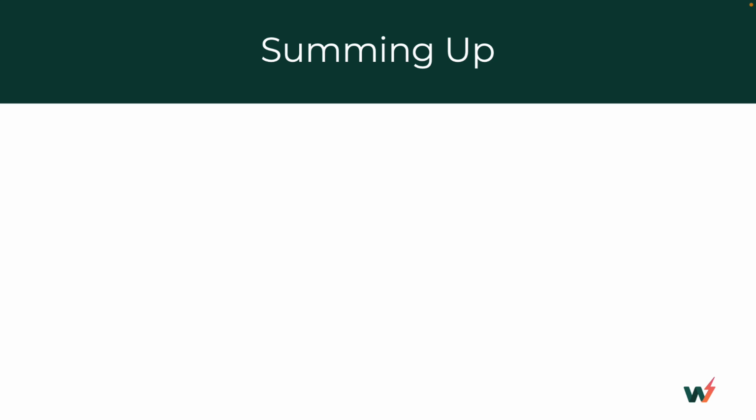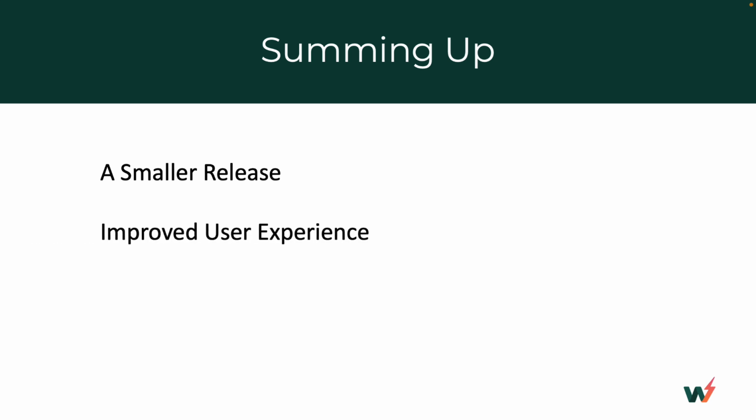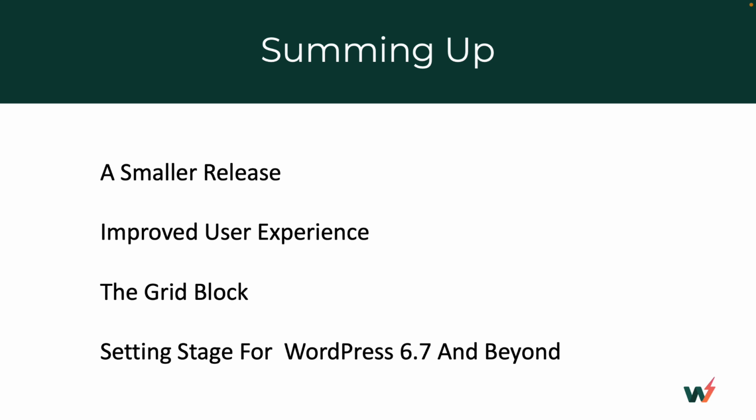What can we say about WordPress 6.6? Well, it's a smaller release. It's certainly smaller than what we saw in 6.5 and what we're going to see in 6.7. WordPress is definitely moving toward a more unified, universal user experience. So no matter what type of content you're working with, whether it's a page, post, pattern, template, or template part, the experience with working with these elements will all be the same. The grid block may very well be a game changer for many web designers. And of course, this sets the stage for WordPress 6.7, which we're likely to see in November 2024.